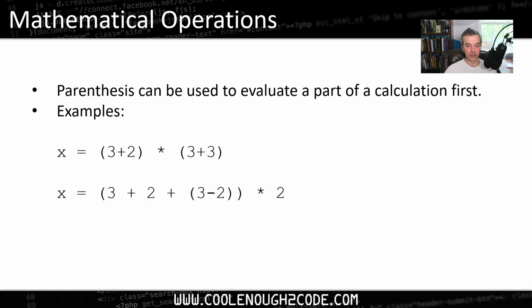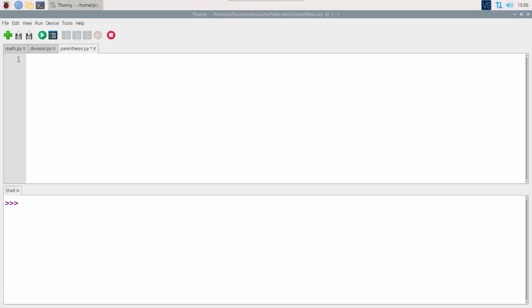A couple of examples here. We have (2 plus 3) times (3 plus 3), and that would of course be 5 times 6... 6 times 9, which would evaluate to 54. Then on our second one, we have a parenthesis embedded in a parenthesis, so we have 3 plus 2 plus 3 minus 2, times 2. Again, the inner parentheses get evaluated first, then the outer parentheses get evaluated next, and then all of that gets multiplied times 2. So let's go over to Thonny and take a look at parentheses in the context of mathematical operations as well.